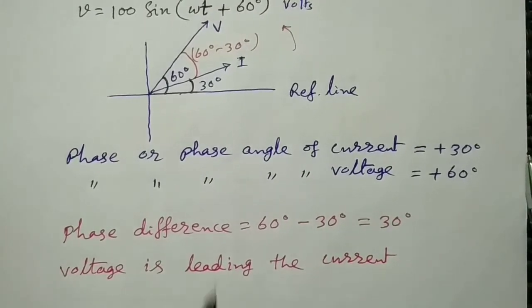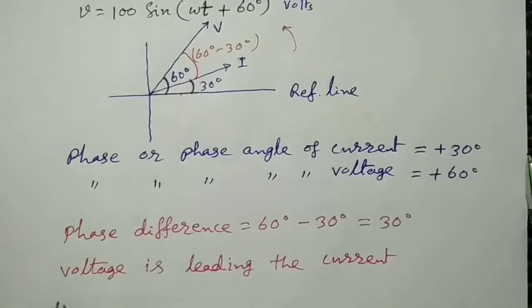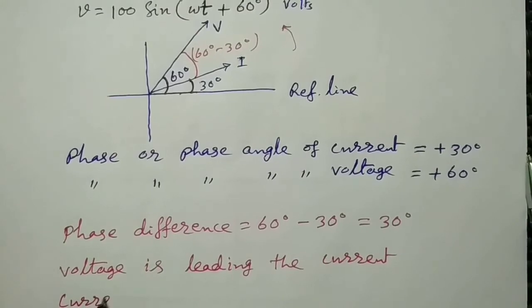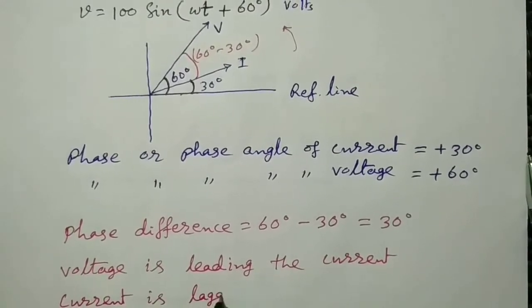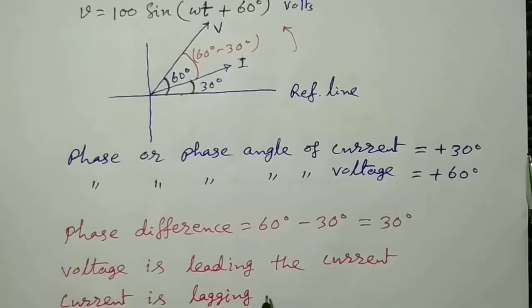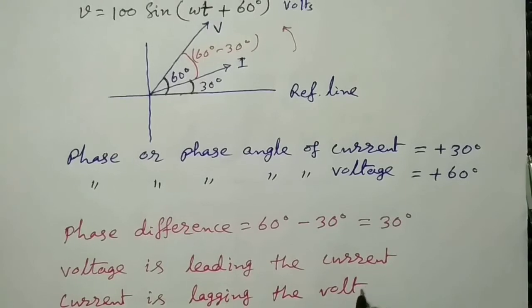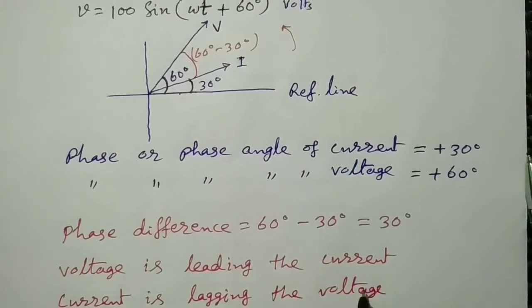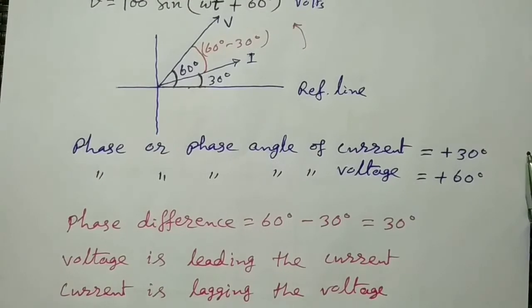Similarly, as the current is behind the voltage, we can say the current is lagging the voltage. These terms are frequently used for AC circuit analysis, as you will see in later classes.